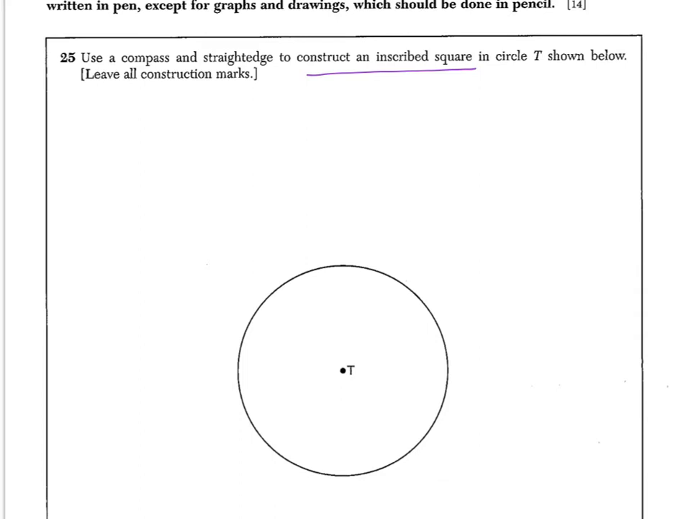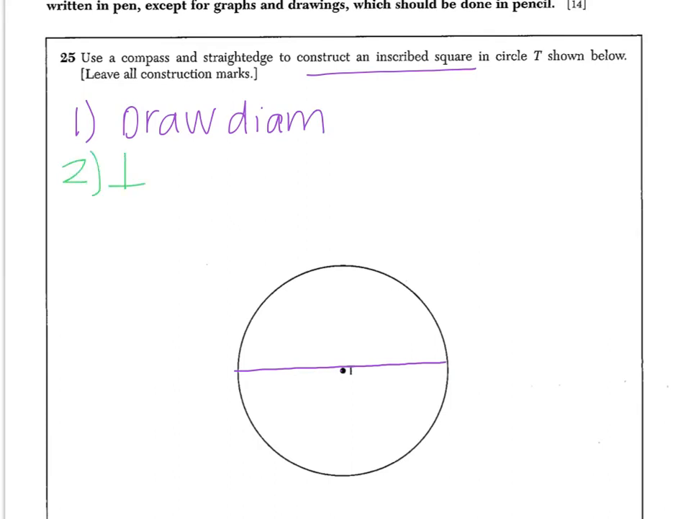So here we have a circle with T as the center. In order to construct the square, we need to first start by drawing in a diameter. Now, hopefully you do a better job than me. It needs to actually pass through T. So again, first step, draw diameter. Your second step is to construct the perpendicular bisector of the diameter.